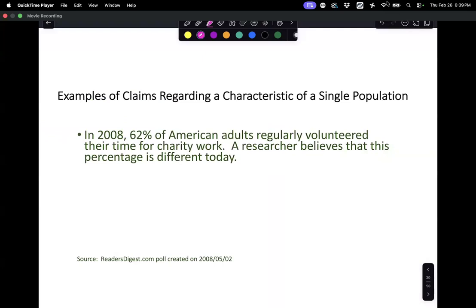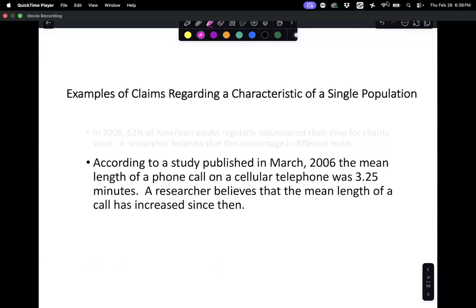So we have claims here. You have to make a claim. This is one of the claims. In 2008, 62% of American adults regularly volunteered their time for charity work. A researcher believes that this percentage is different today. So you don't even have to say it's greater than or less than. You just have to say, I believe it's not that. I believe it's different than that. So that's one.